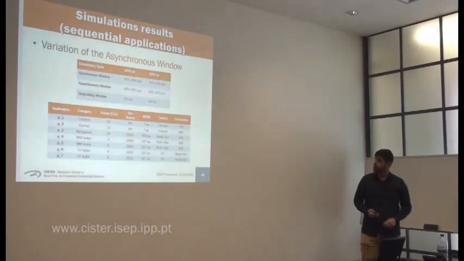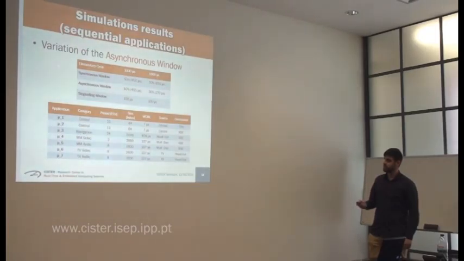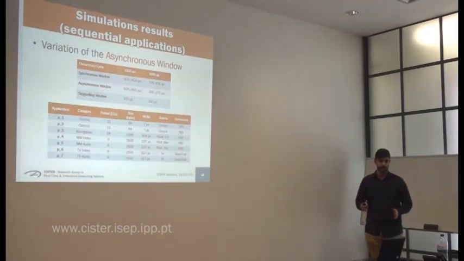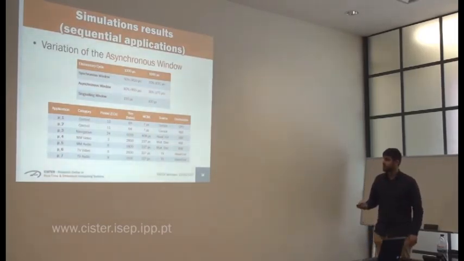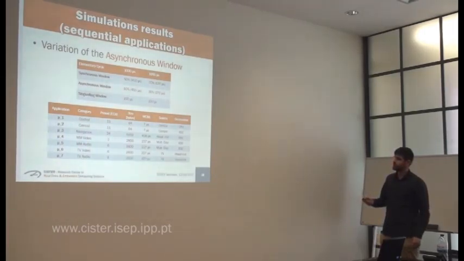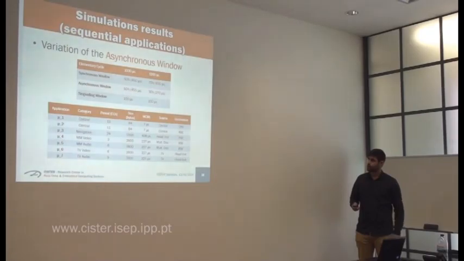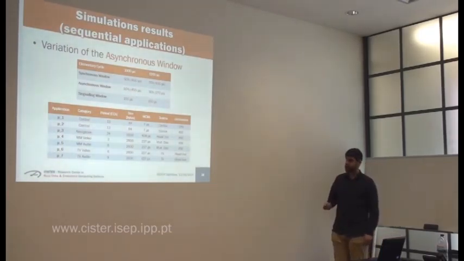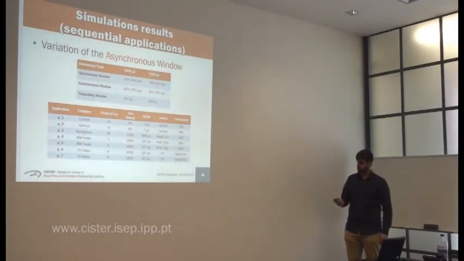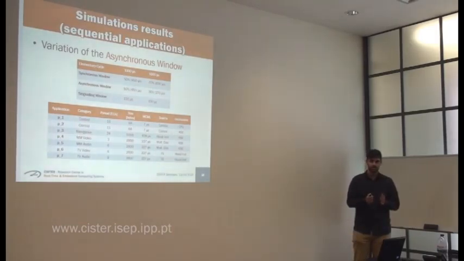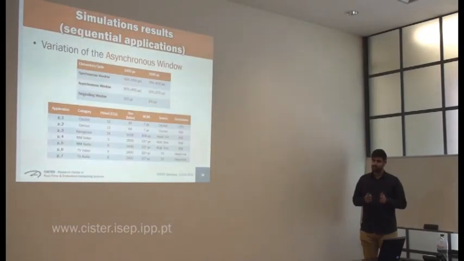Here we have the characteristics of two experiments. In the first one, we defined the asynchronous window to 50% of the capacity of the elementary cycle. In the second experiment, we defined the asynchronous window to 30% of the capacity of the elementary cycle. What we have to compare is the influence of the reduction of this window and verify what happens with the response times of the applications with lower priority.